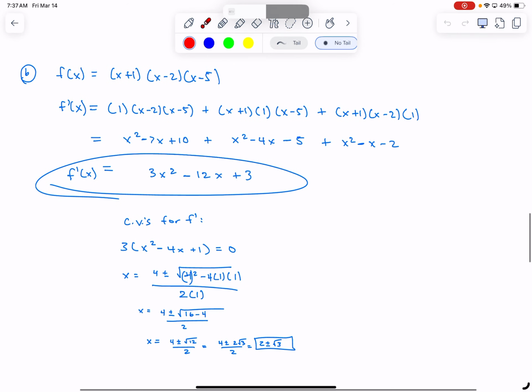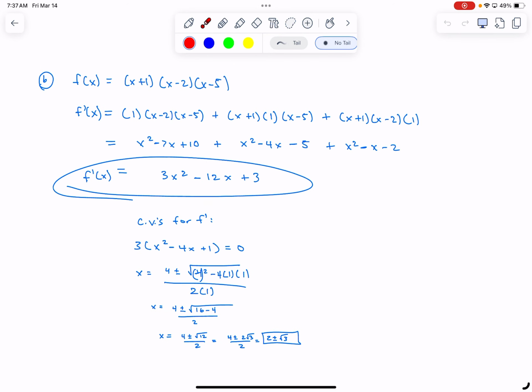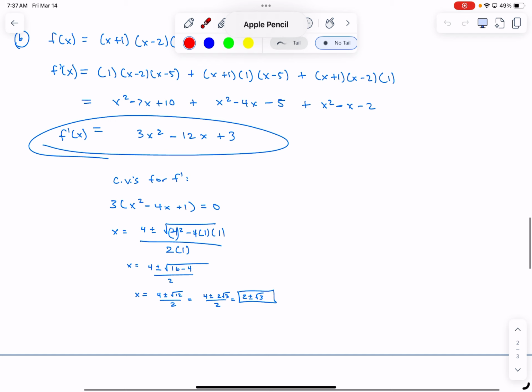Number 6, I did the first derivative for you yesterday. So this is what number 6 looks like with the first derivative. You got 3x squared minus 12x plus 3. And I do want to make a comment here about the sign analysis, because people were asking me what to do as we were leaving yesterday. So you have this for your first derivative.